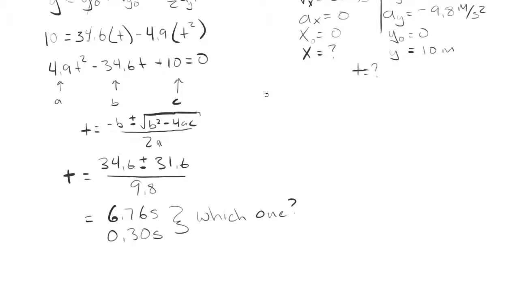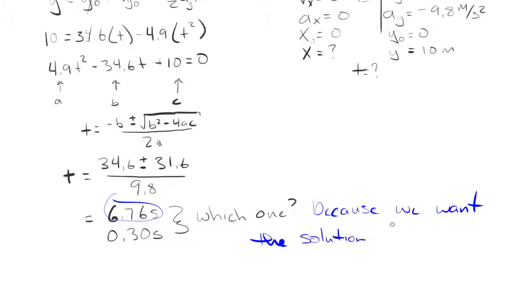So the correct answer is, I don't want that color, is 6.76 seconds. And that's because we want the solution when the ball is heading down.